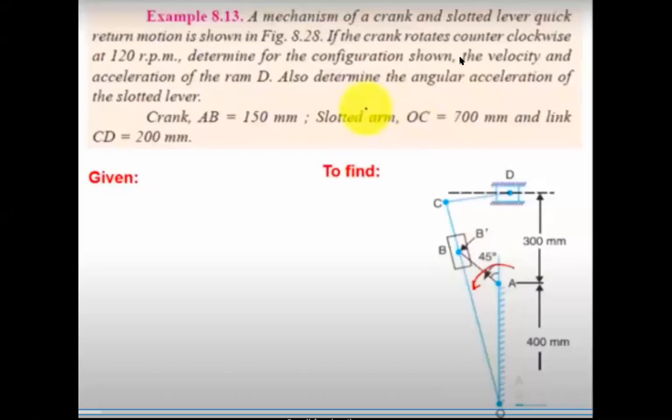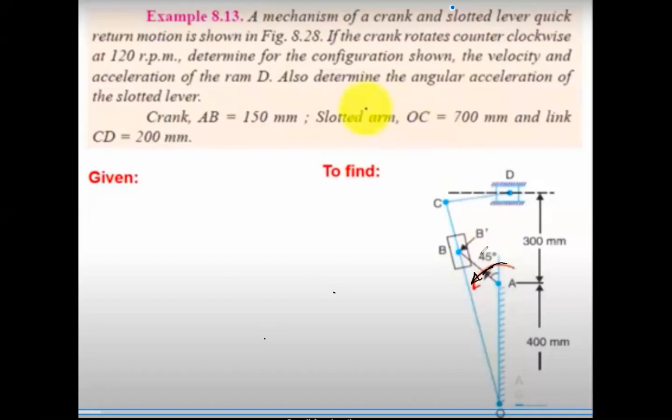So hi students, we have a question here to go through, and the question says that a mechanism of crank and slotted lever quick return motion is shown in the figure. If the crank rotates counterclockwise, look carefully, he has given it clearly as counterclockwise. So already we have marked here the direction in which the crank is going to rotate.